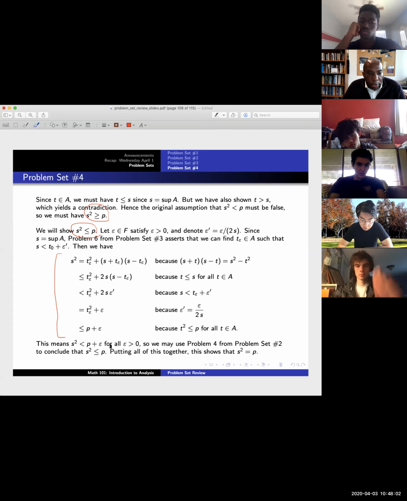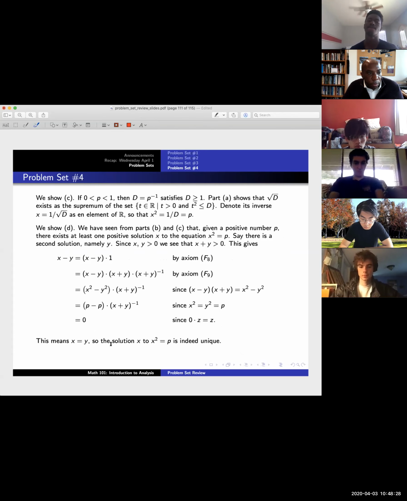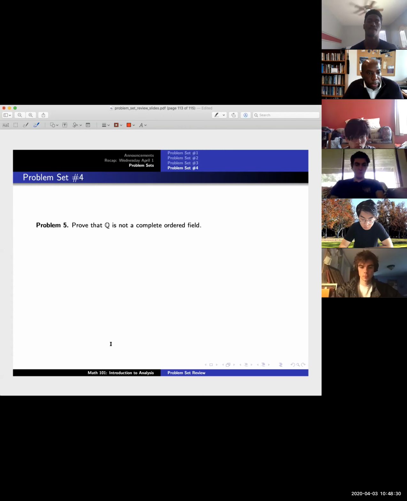All right, so again, this here is the statement that s squared is less than or equal to p. And of course, I'll leave this here on the slide so you can read over this and see this in more detail. So any questions here on this problem? Okay. All right. Not gonna worry about the rest of these.